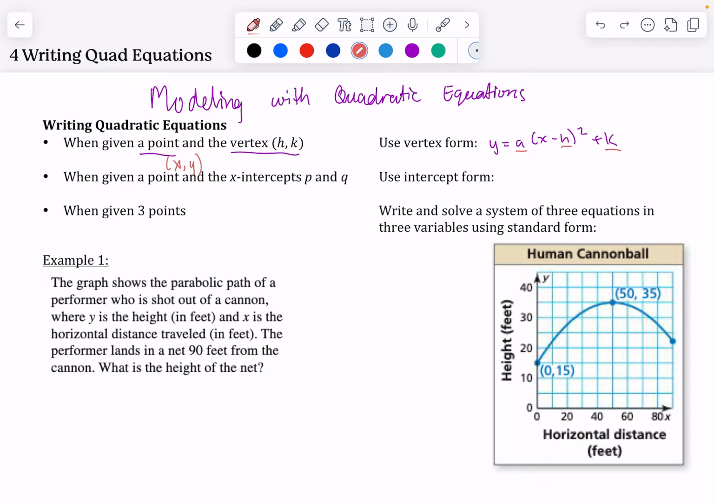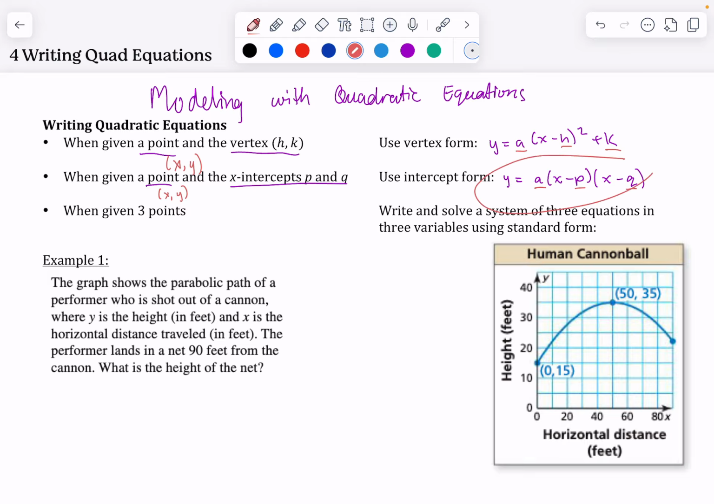If I have a point and the two x-intercepts, p and q, I would write the quadratic in intercept form, which is y equals a times x minus p times x minus q. And I would need to know the a, p, and q values. So again, just replace p and q with whatever values I have, and then this point, which is just a random point, x comma y, I would replace x and y in this equation with those values and then solve for a.